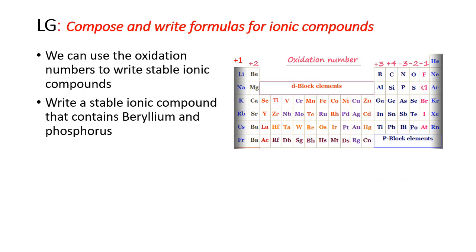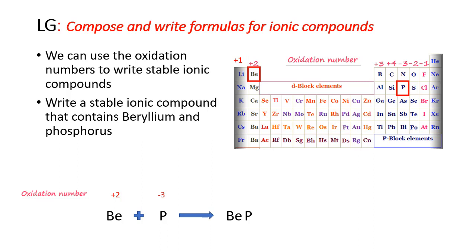Let's try one more time. Write the stable ionic compound that contains beryllium and phosphorus. Beryllium is right here on the periodic table. Phosphorus is right here on the periodic table. We know they're going to come together and form some combination of those. Let's take a look at the oxidation numbers. The oxidation number for beryllium, because it's in group 2, is +2. The oxidation number for phosphorus is going to be -3. It's in group 15.